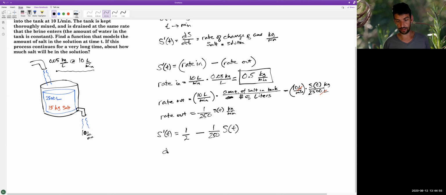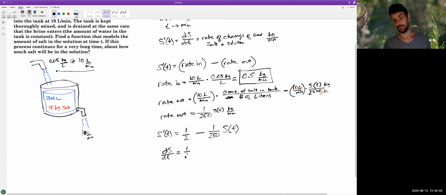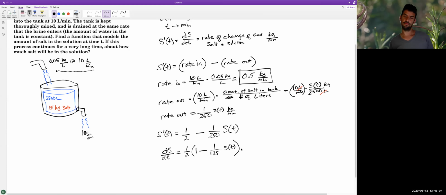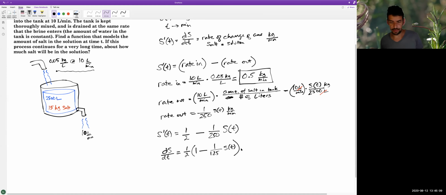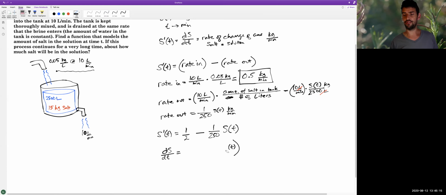I'm going to write this as dS/dt. Let's write this as 1/2 times 1 minus 1 over 125 S of T. So I'm trying to make some decisions right now about what's the most convenient way to write this. I don't like what I just did. I'm taking back factoring out that 1/2. I don't know if that's smart or not.